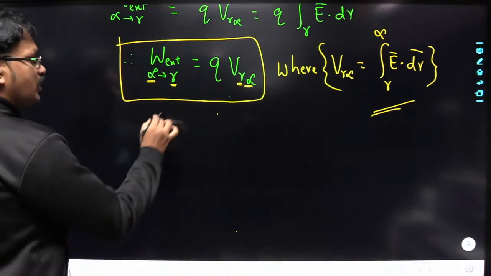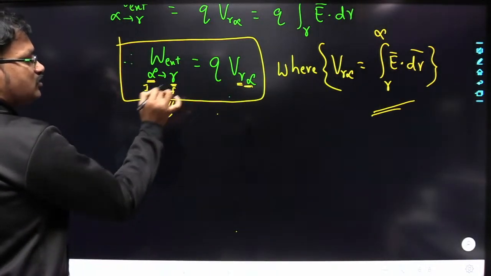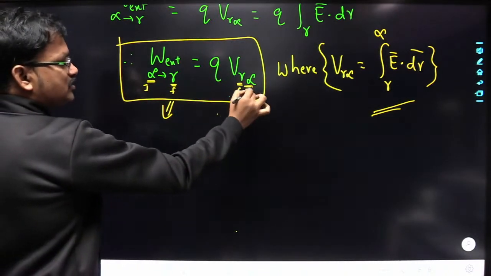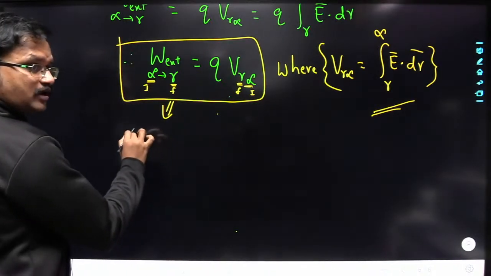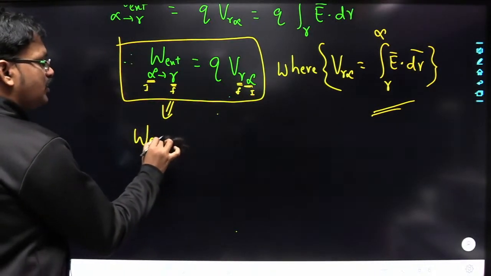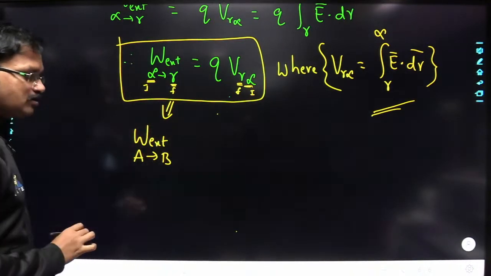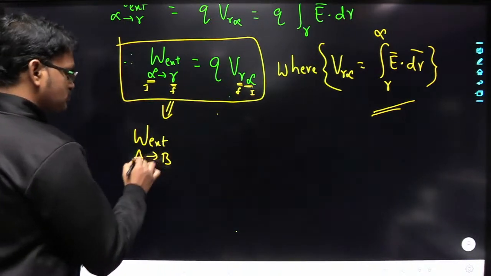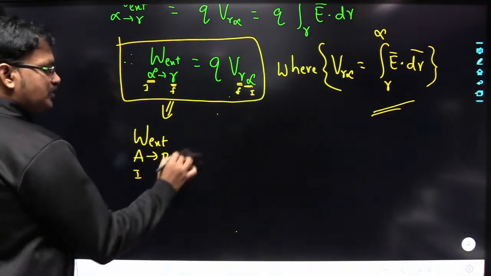Now if I write this is initial position and this is final position, yes or no? So R is the final position and infinity is the initial position. Suppose they ask to determine the work done in order to move the charge from A to B here, suppose they have mentioned from A to B. Understood? Then how to write here? So A is nothing but initial and B is nothing but final.